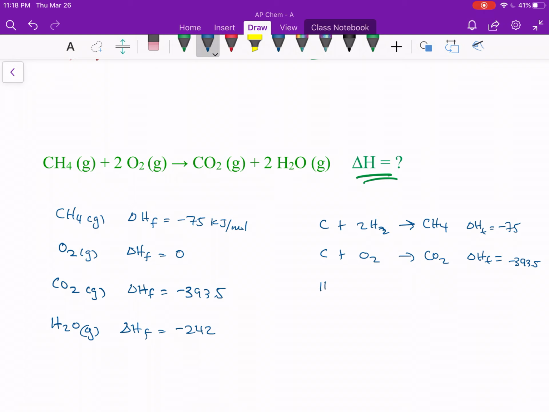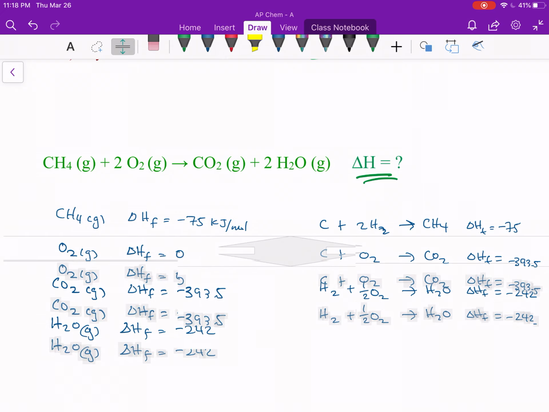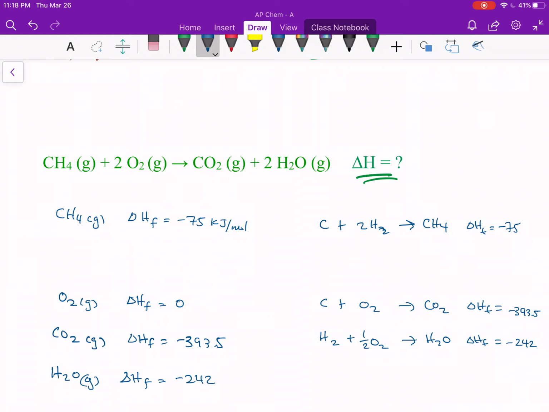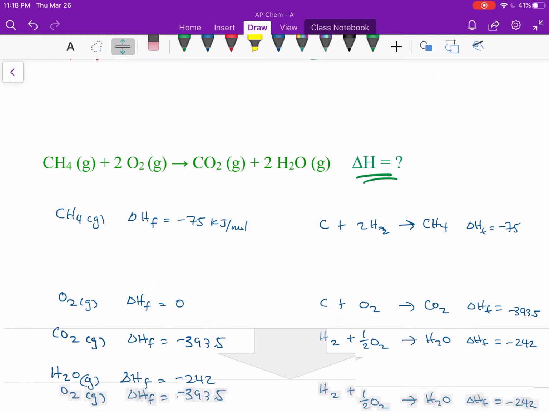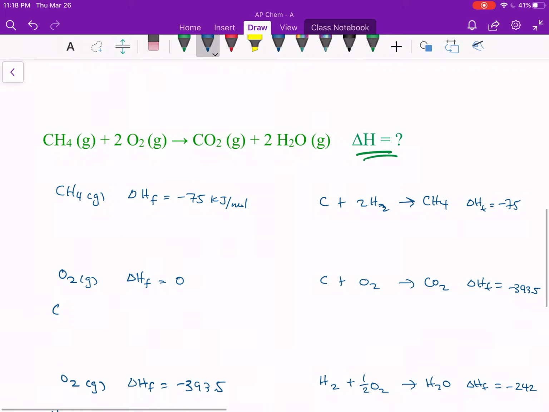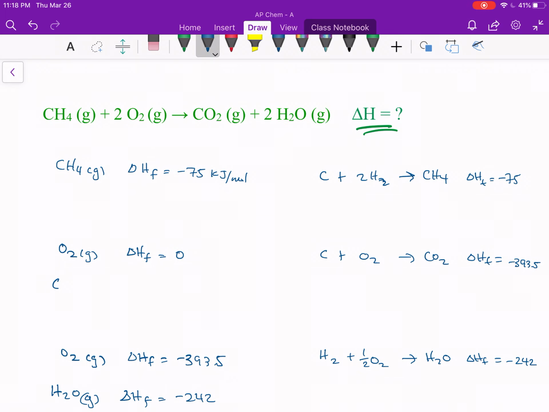and H2 plus 1/2 O2 is going to go to H2O. Delta heat of formation of this is going to be equal to negative 242. And so now what I can do is, now I have 3 formulas, much like I have with Hess's law.